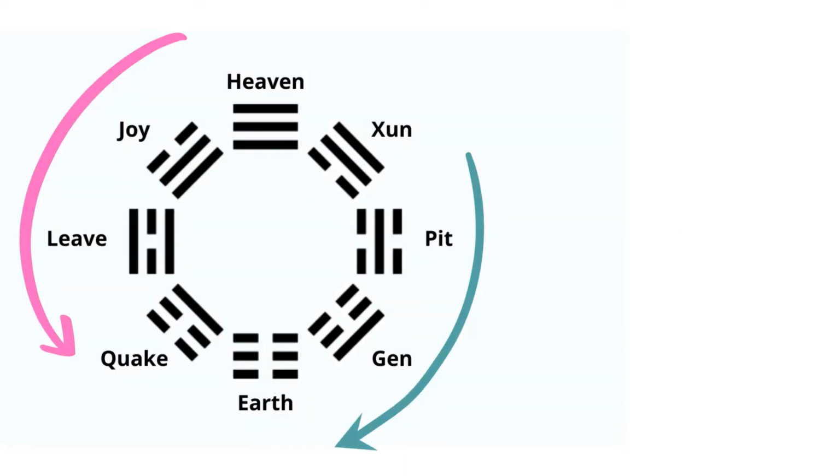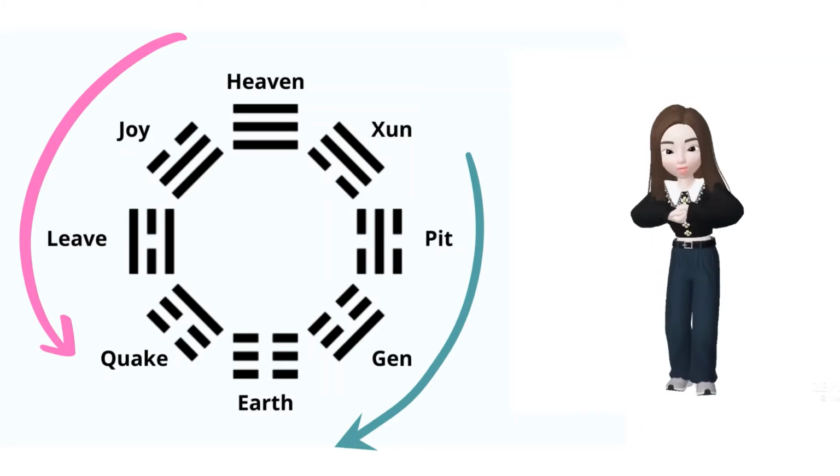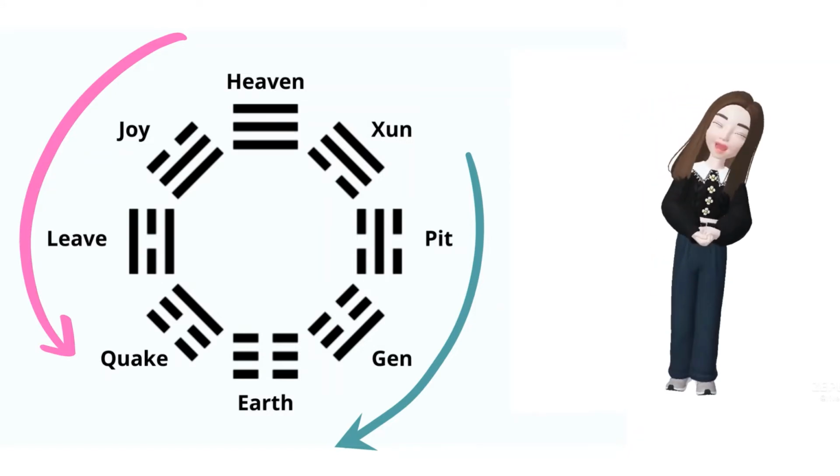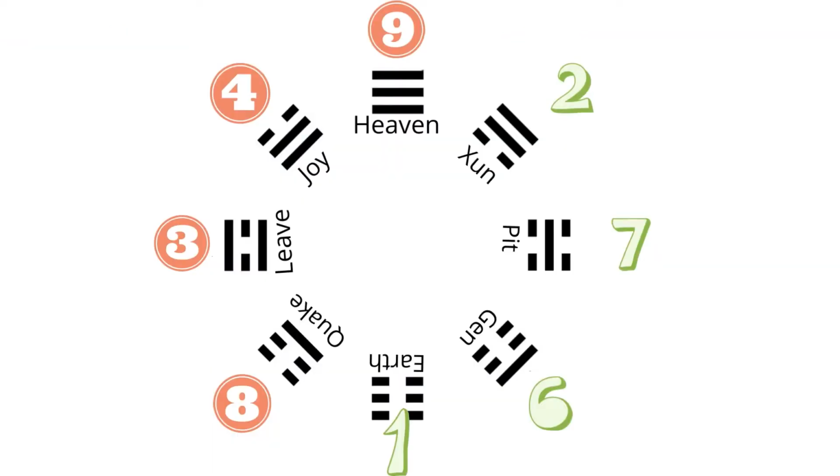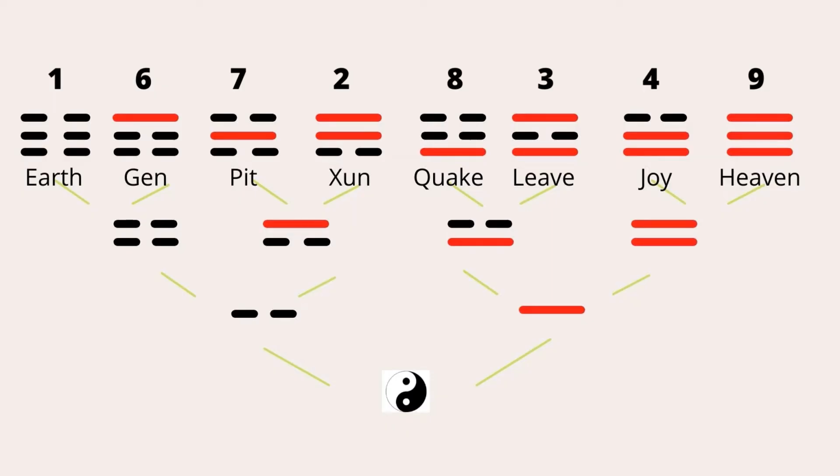Memorizing the order of the sequence is highly recommended for further study. From my own experience, singing like a song might help. Up until now, you've got a better picture of how Fuxi's 8 trigrams work out with the yellow river map. And you are aware that each trigram is associated with its own innate number. Let's pin these innate numbers to the Tai Chi family tree for later use.